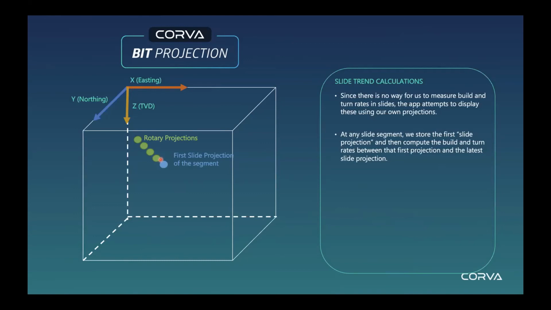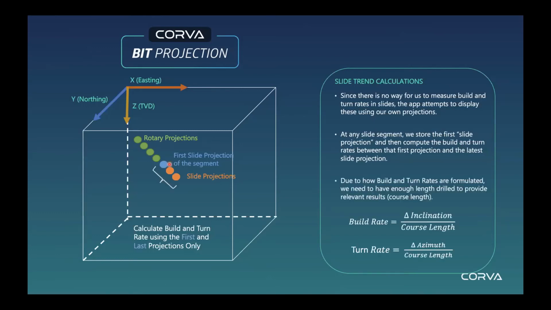We see that the operation has changed, so what we do is we use this first point of our sliding segment as the start of that segment. Then as you continue to slide, we'll be making projections and updating our projection values in the slide trend chart as the slide progresses. So an important thing to note is we always use the first data point and the last data point to calculate our build and turn rates for the slide trends.